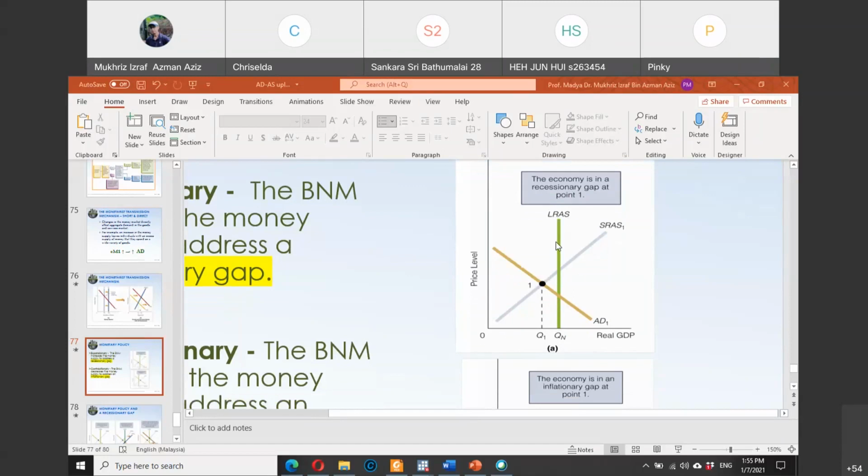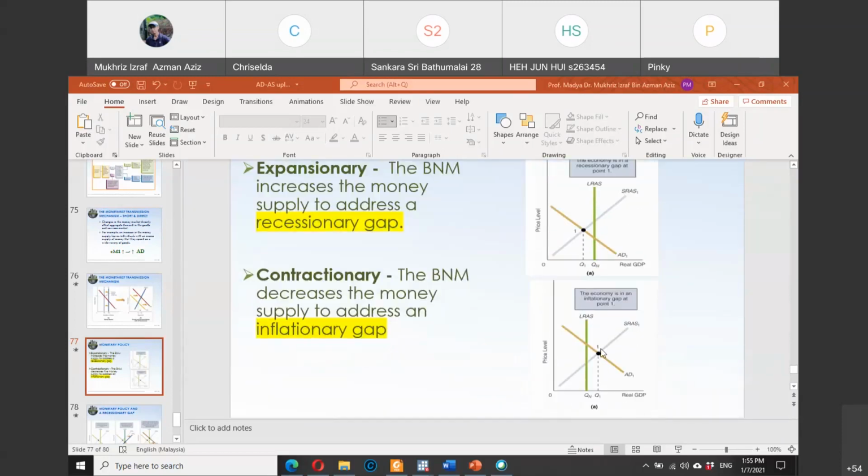And the opposite is when the short run equilibrium output is bigger than the long run equilibrium output, Qn. So this is what we call inflationary gap, meaning that short run is bigger than long run. So in order to reduce the short run output, the government will employ contractionary policy.